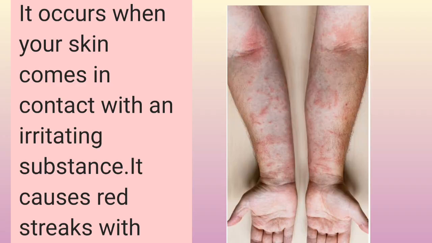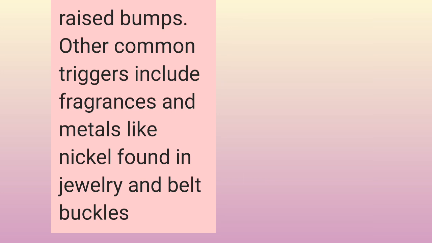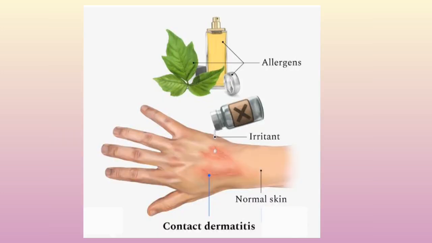Second is contact dermatitis. Contact dermatitis is a type of eczema that occurs when the skin comes into contact with an irritant or allergen. It is characterized by red, itchy patches which are dry, that can form anywhere on the body but often seen on the hands, arms and face.